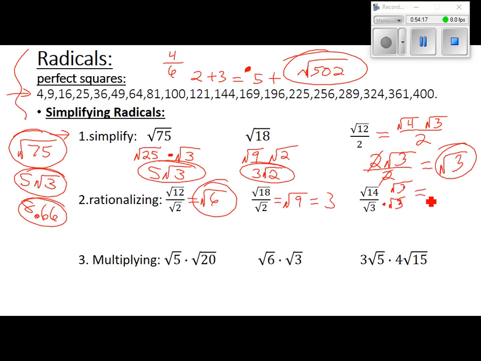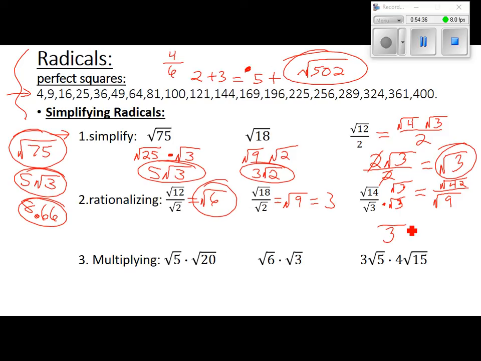Somebody help me out. On bottom, 9, square root of 9. On top, 42, square root of 42. Sorry, my writing's not very good, so I hope you're listening. Square root of 42 over square root of 9. What do you know about the square root of 9? It's 3.